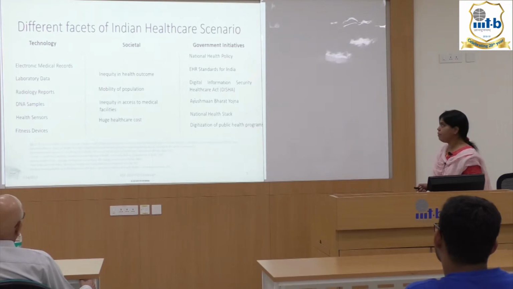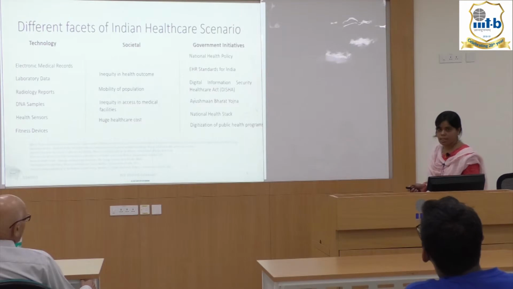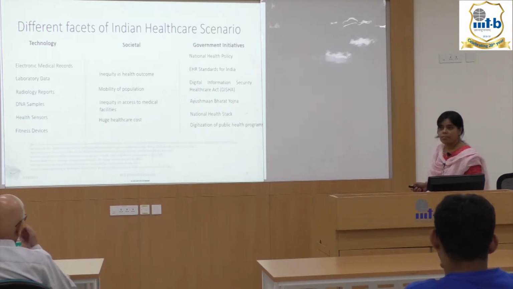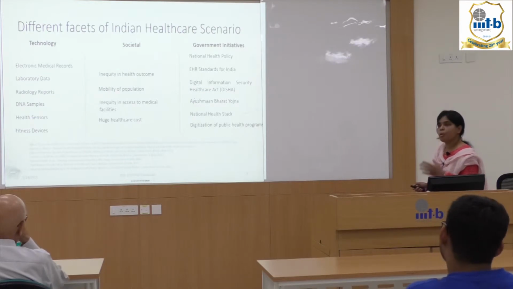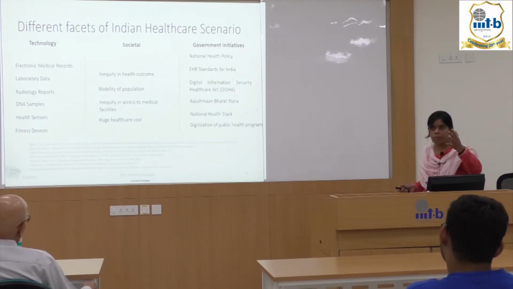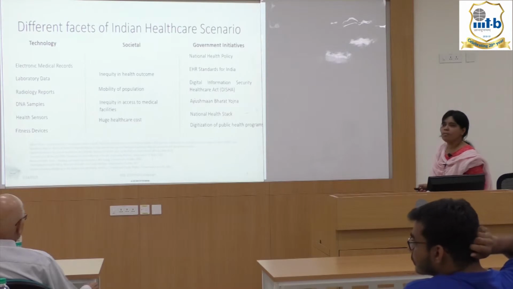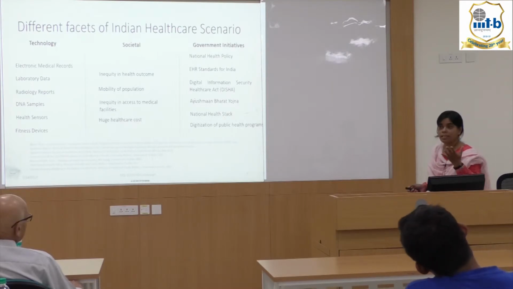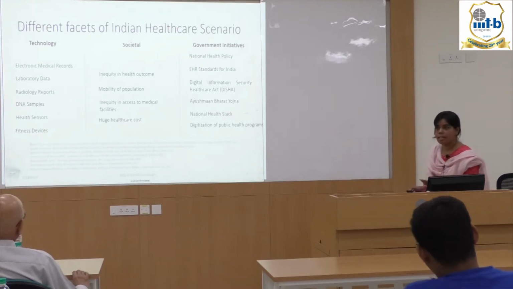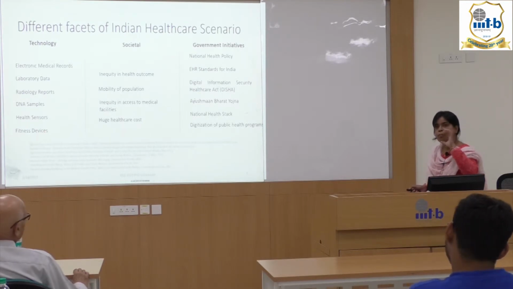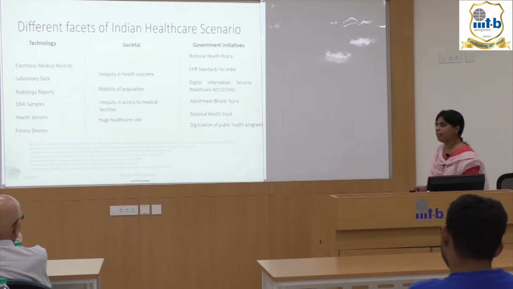From a societal perspective, there is an inequity in health outcomes, which has been reported in the national health policy. Then there is a mobility of population from rural to urban areas and from one city to another. There is also inequity in access to medical facilities. All the facilities are not available in rural areas, and there is huge healthcare cost, which is pushing many people below the poverty line.